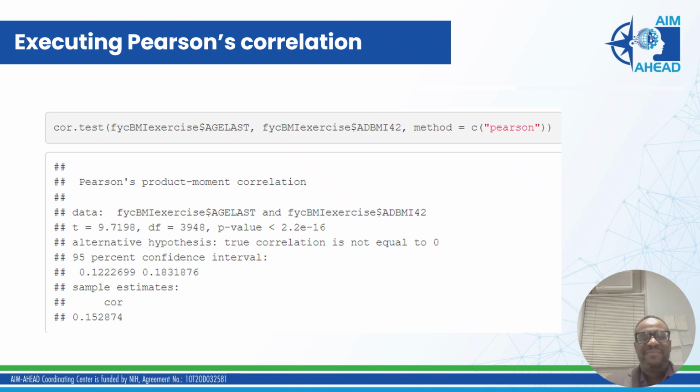For our next step, we demonstrate how to conduct the Pearson's correlation test between age and BMI. This step makes use of the cor.test function. After running the test, we see that the correlation coefficient is 0.153 and the p-value is less than 0.001. This means that there is a direct relationship between age and BMI. As a person ages, their BMI tends to increase.